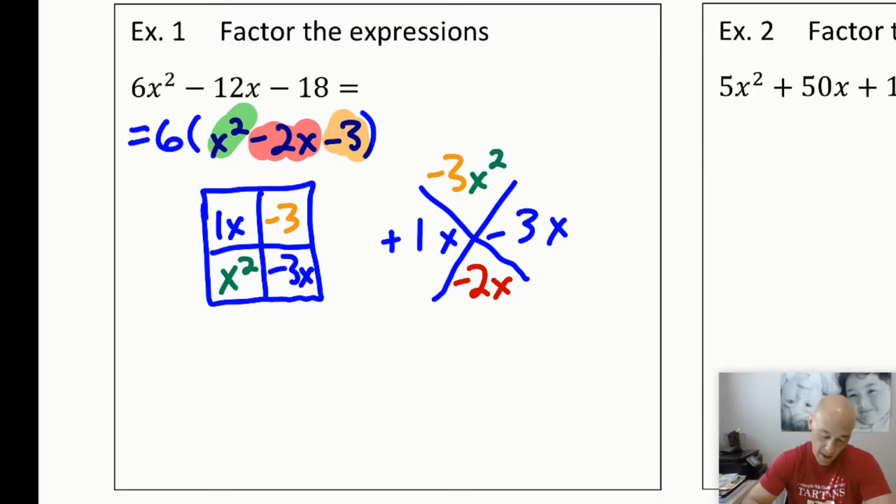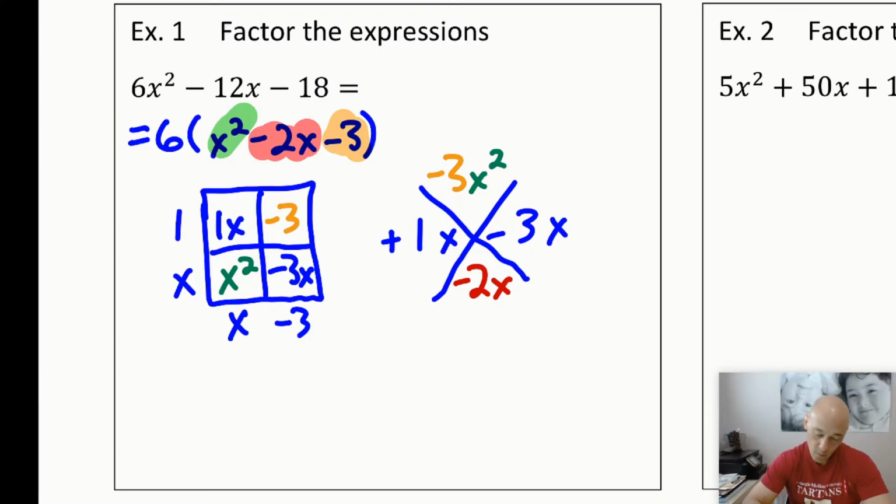Doesn't matter. And now we need to find the height and the width of each of these small parts of the rectangle. So we have x times x is x squared. X times what is 1x? Well, x times 1 is 1x. X times what is negative 3x? Well, x times negative 3 is negative 3x.